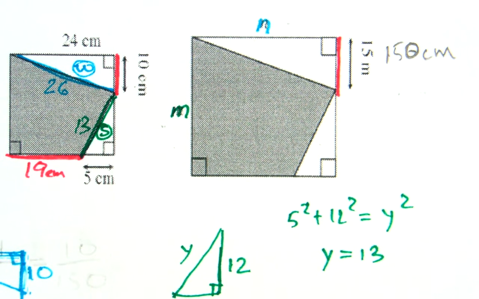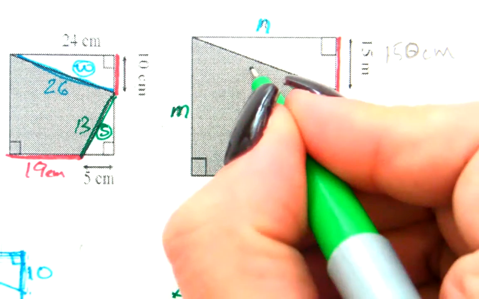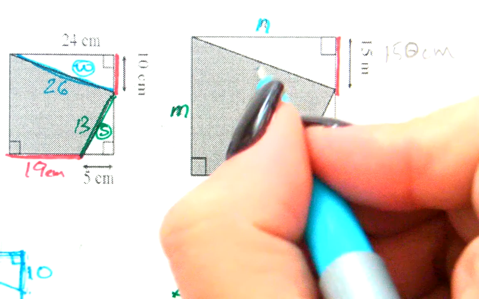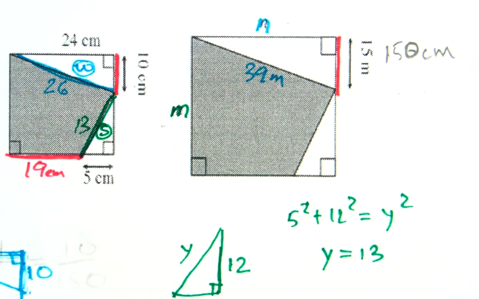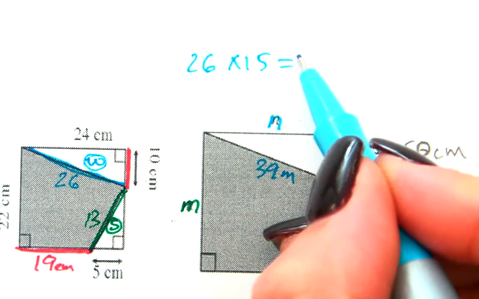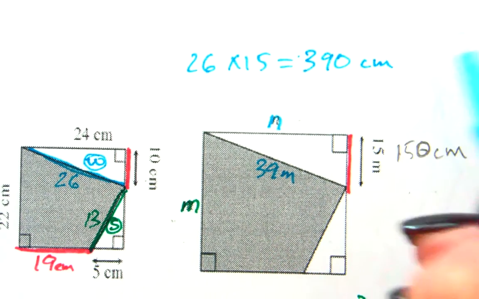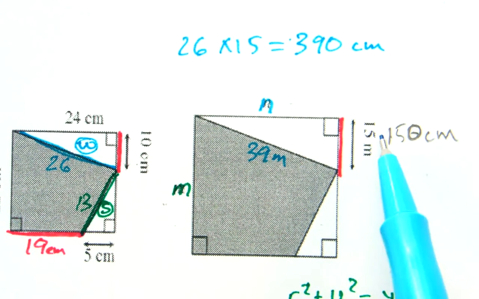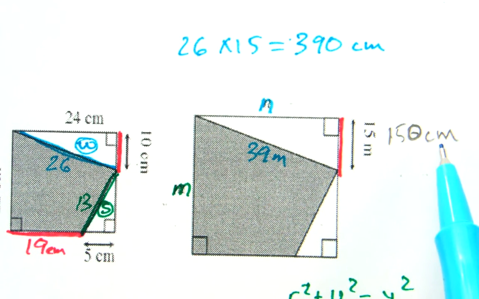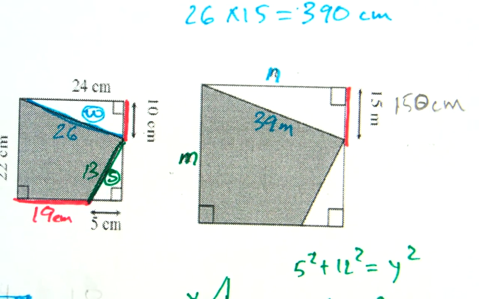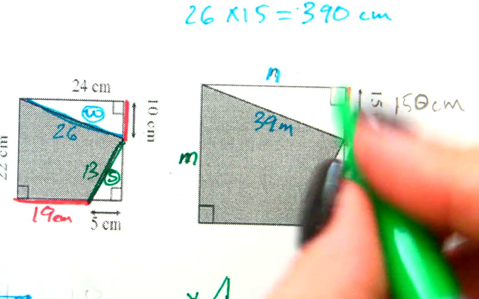So 26 times 15 should give you 390. So technically, this part over here, 26 times 15, is 390 centimeters, so this is 3.9 meters. And I choose 15 because 10 centimeters times 15 is 150 centimeters. So your scale factor is 15. And then 13 times 15 is going to give you 195, so this is 1.95 meters.